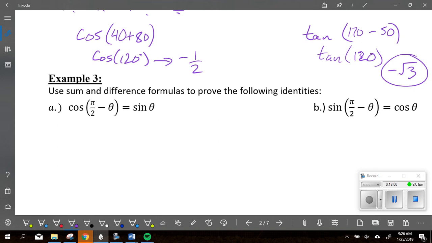Use sum and difference identities to prove the following identities. So we are establishing the identity. We're showing that this is true. Cosine of pi over 2 minus theta. You can plug in any theta in the entire world. Negative 9,000 degrees, 100.72 radians, it doesn't matter. Okay? It's going to be equal to sine of that same number. When you look at this problem and you see cosine with adding and subtracting, guess what we're going to use?